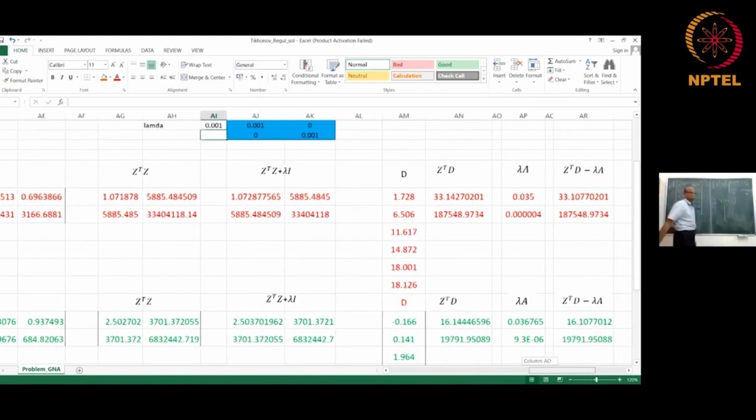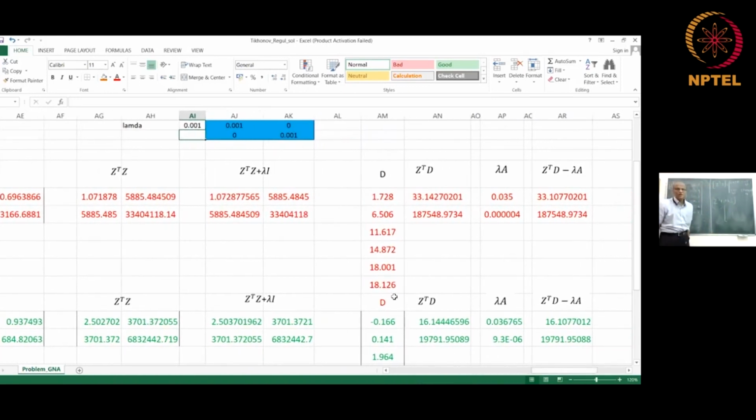Lambda is 0.001. So what is this? 1.07, 28, and 5885. Same. This won't change at all, this fellow is 0.24, it's so big. So actually, if you see, the left hand side is not changing much, but the right hand side will change.